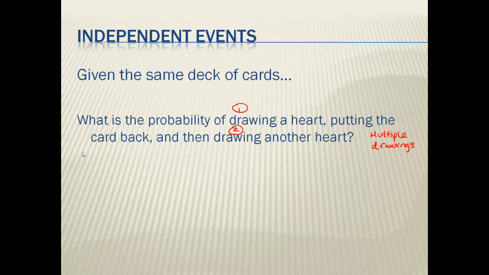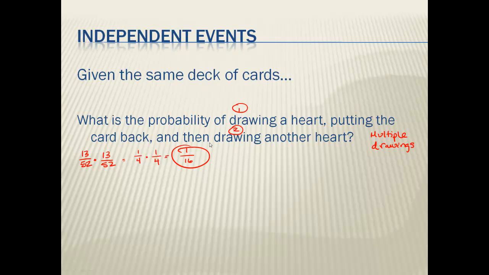So probability of drawing a heart is 13 over 52. Now we put that card back. So the second time, we have the same probability of drawing a heart. Okay? Now we know that 13 over 52 reduces, so let's go ahead and do that so that we don't have to deal with multiplying 13 times 13 and 52 times 52. So we're going to say that's 1/4 times 1/4. So there is a 1 in 16 chance of drawing a heart, putting it back, and then drawing another heart.